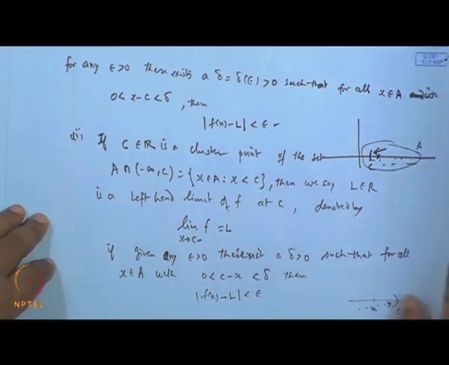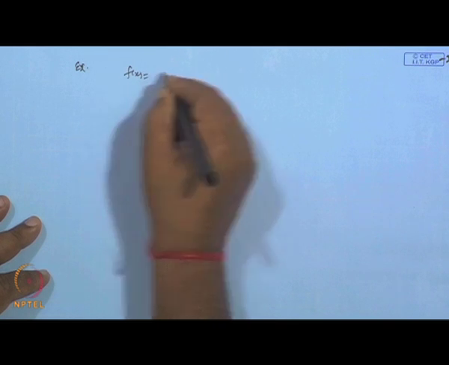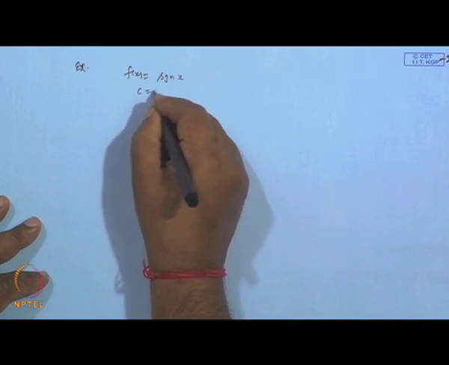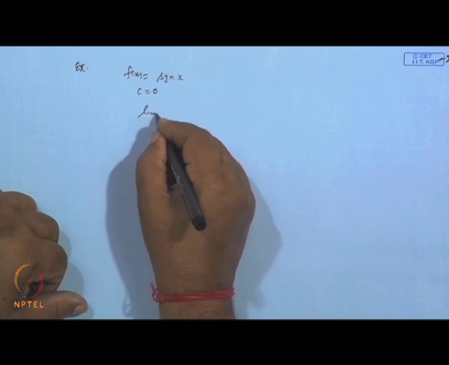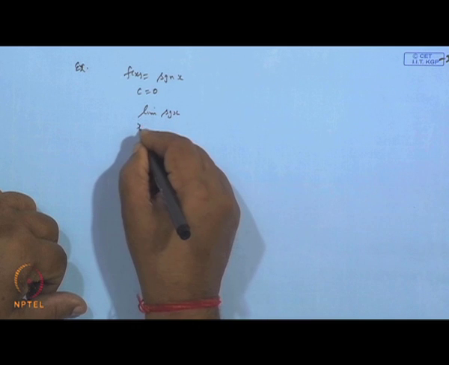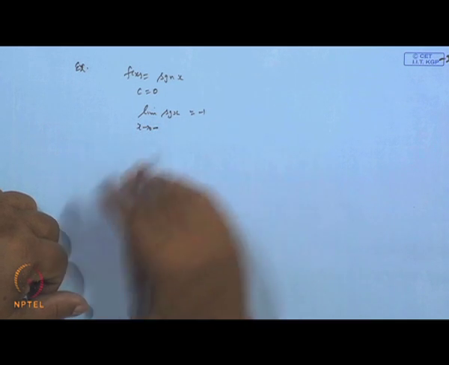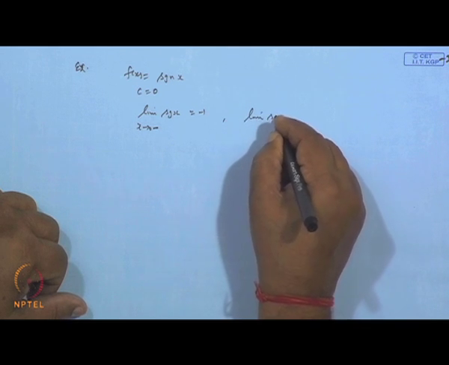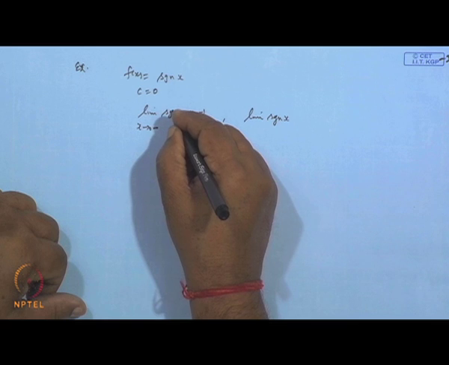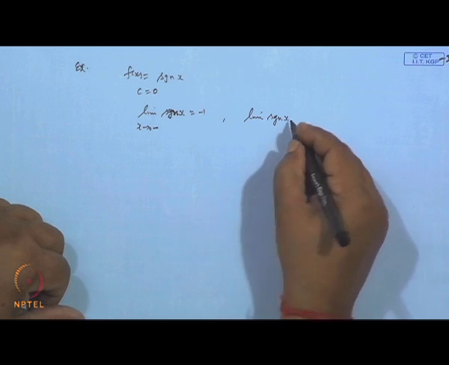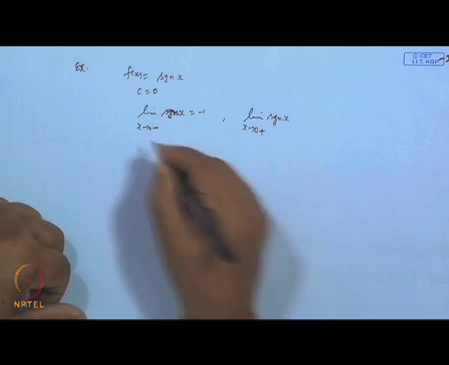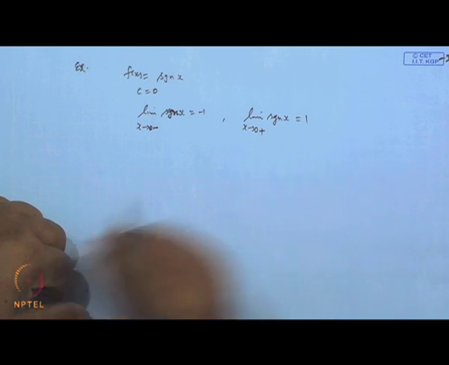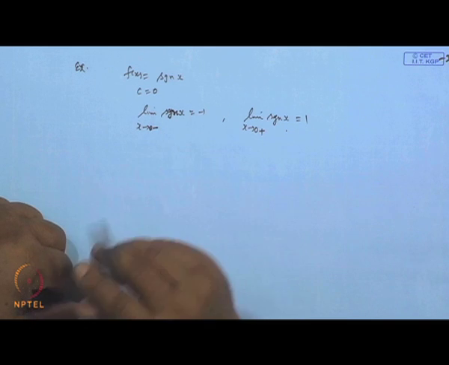An example is if we take the function f(x) equal to signum of x and c is the point 0, then the limit of signum of x when x tends to 0 minus is minus 1 from the left hand side, while the limit of signum of x as x tends to 0 plus is 1. So, this is the right hand limit, this is the left hand limit.